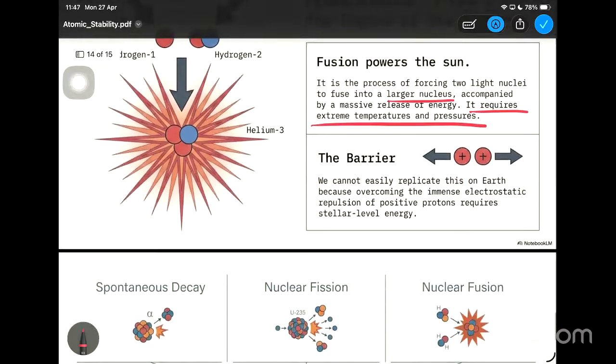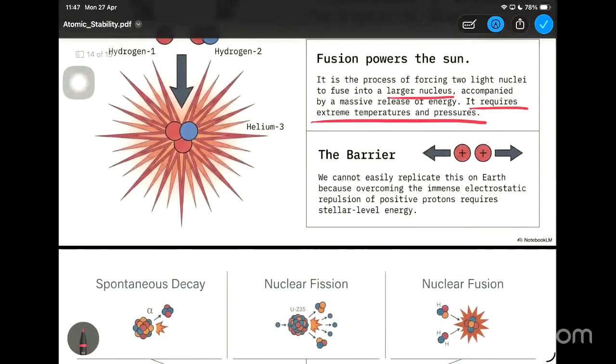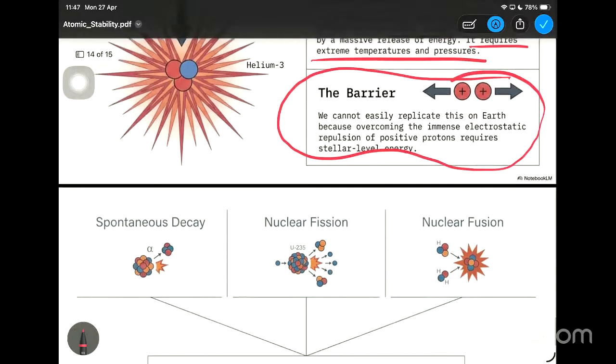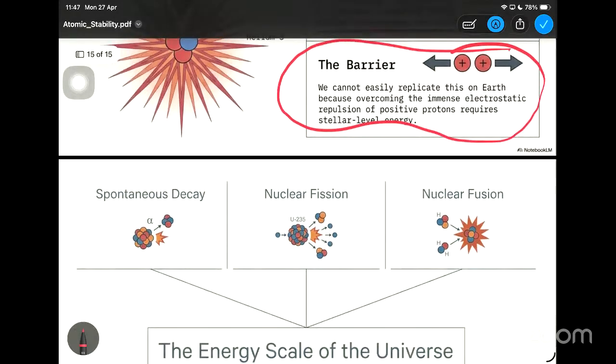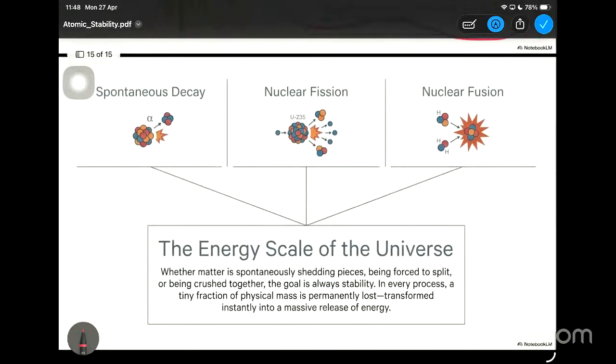The barrier is that we cannot easily replicate this on Earth because of overcoming an immense electrostatic repulsion. So remember this one. We need stellar-level energy, so it requires a huge amount of energy. And here a summary is given.